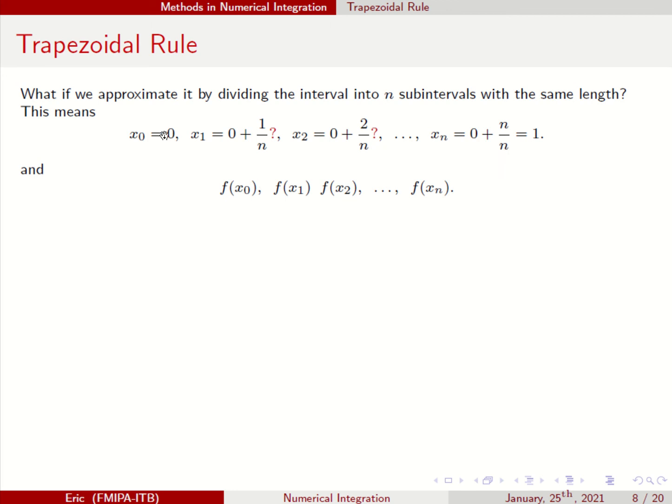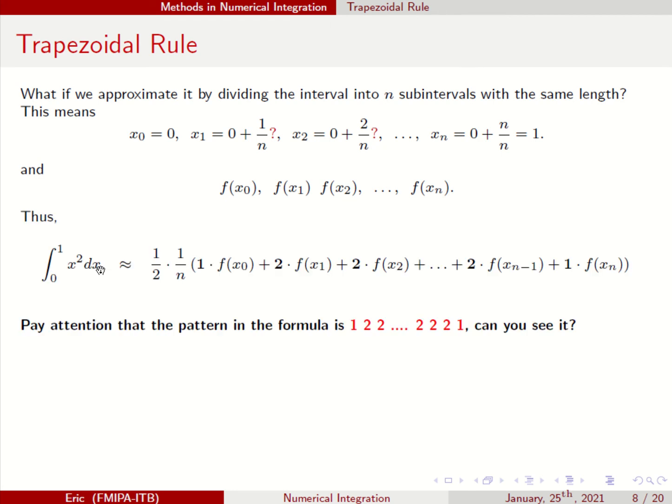So what is the height here? f(x0), f(x1), f(x2), and then f(xn). Okay, and the integral is approximated by a half times 1 over n times f(x0) plus f(x1), f(x1) plus f(x2), f(x2) plus f(x3), f(x3) plus f(x4), and so on. And I can see the pattern: 1, 2, 2, 2, 2, and 1. So this is the approximation.